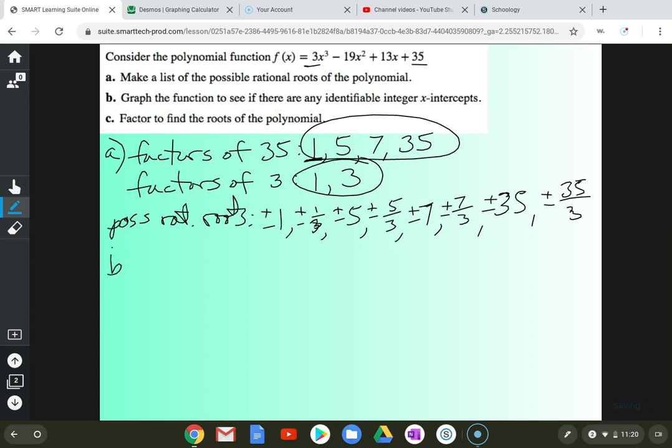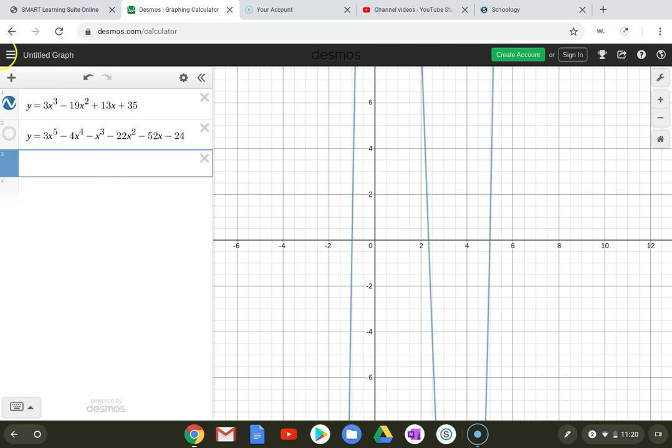All right, part B, graph, because I do not want to test 10, 20 different rational roots. So we're going to graph this and see if we can find any x-intercepts that are integers. All right, so I have it graphed right here. That one's rational, so that's not an integer. We have one at 5 and one at negative 1. So we have two integer roots, one at negative 1 and one at 5.